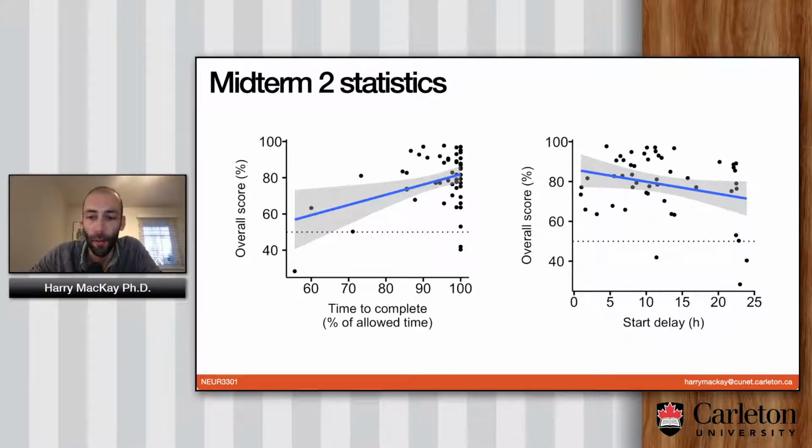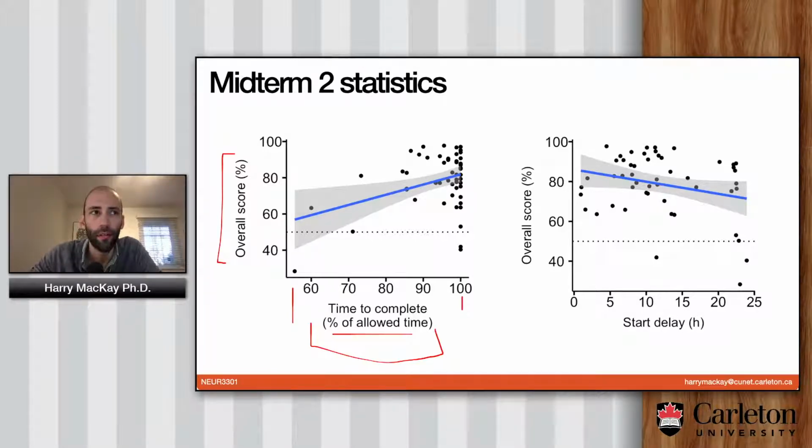Some other things that we can look at is the relationship between your exam score here on the y-axis and the amount of time it took people to write the exam. So on the x-axis, we have time to complete the exam as a % of the allowed time. So if, for example, you had 90 minutes to write the exam and you took all 90 minutes, then your value here would be 100. And if you only took half as much time, you'd be down here.